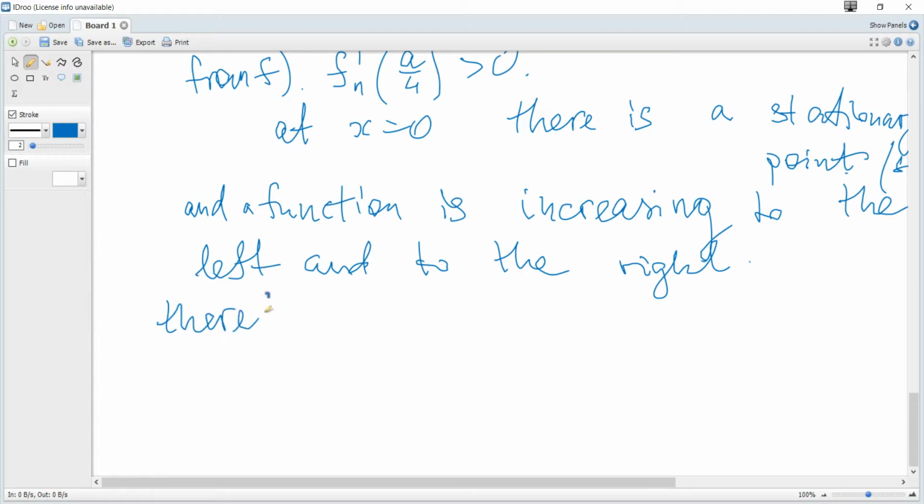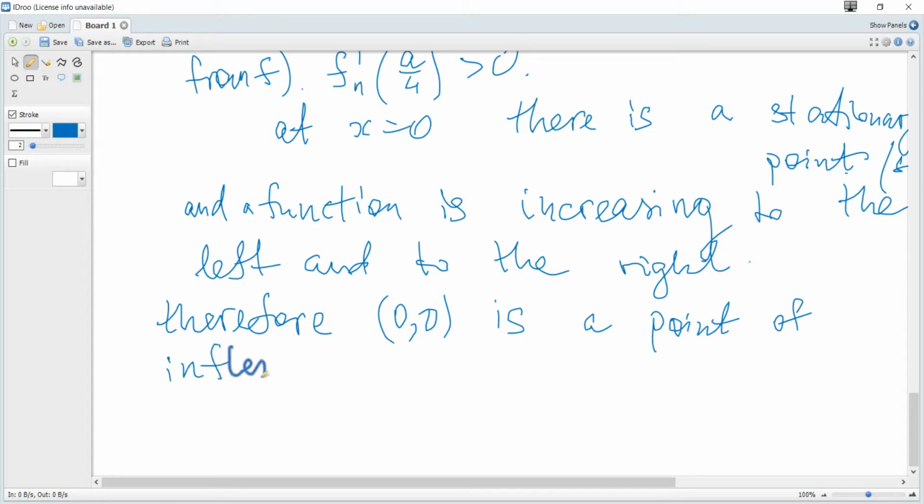Therefore 0, 0 is a point of inflection with zero gradient as required.